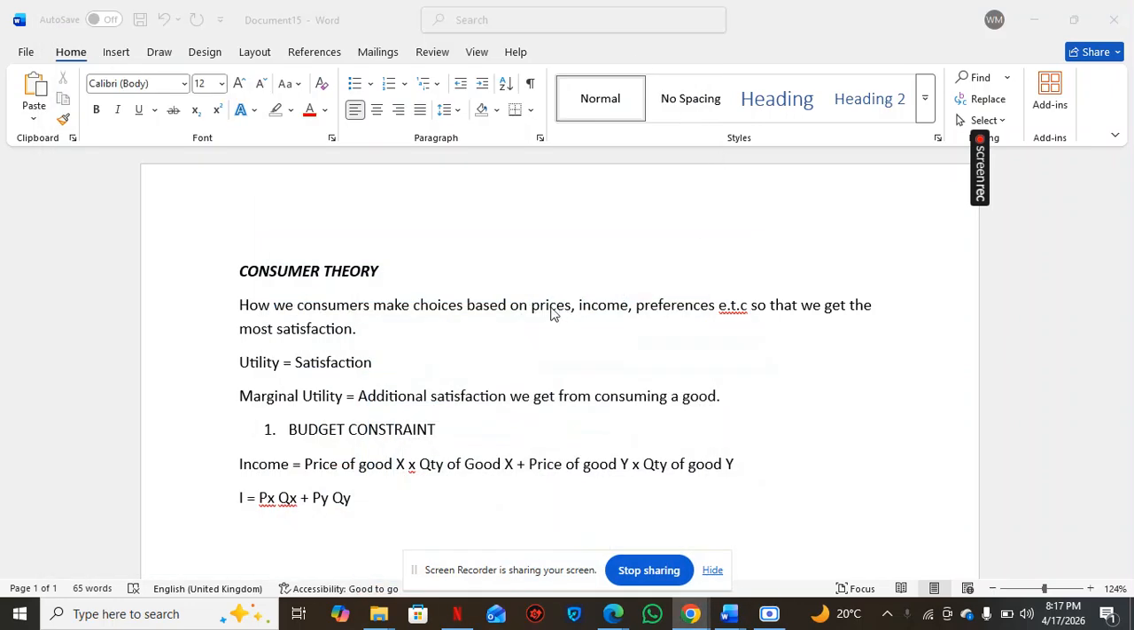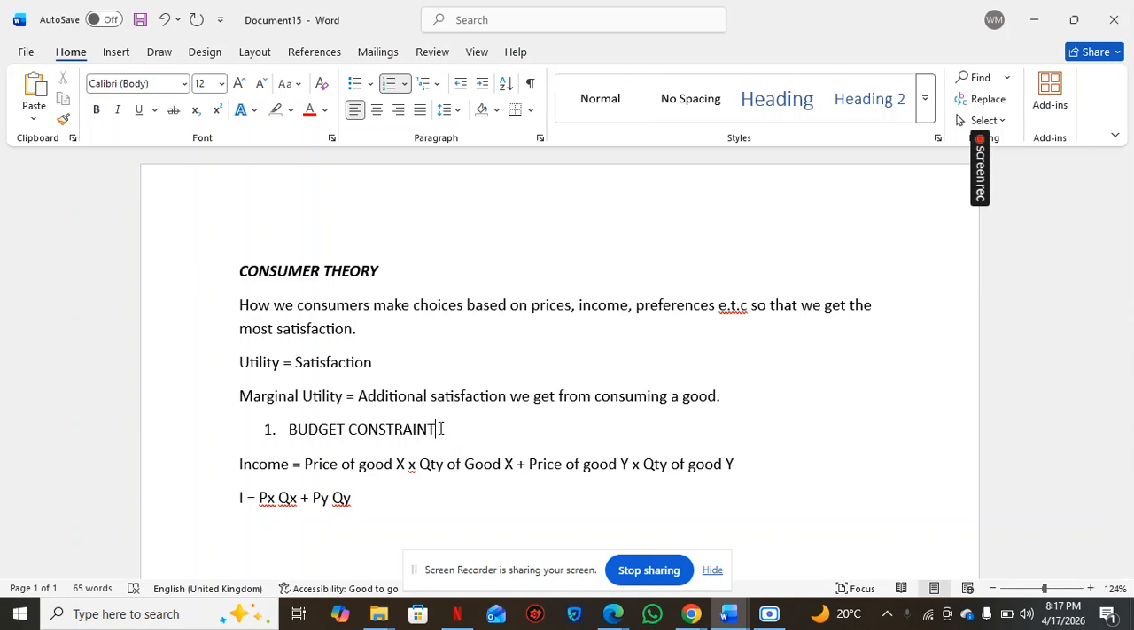Yes, so as I said, we're looking at consumer theory, how we make choices based on prices, income, and preferences so that we can get the most satisfaction. Today we're looking first at the budget constraint equation, which tells you that you've got a certain amount of income and you can only buy two goods.